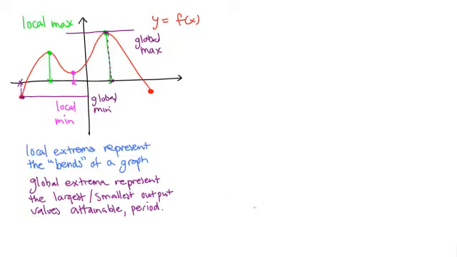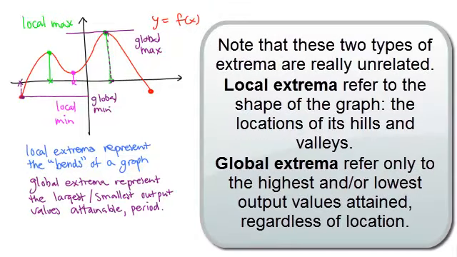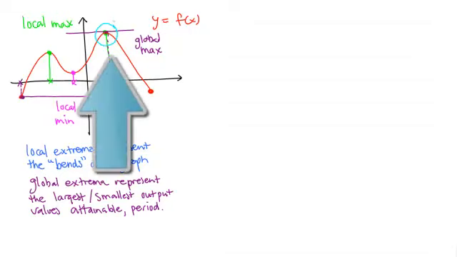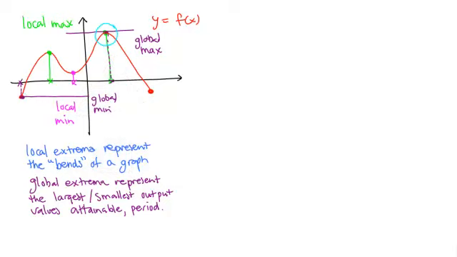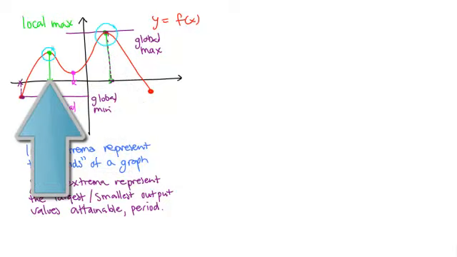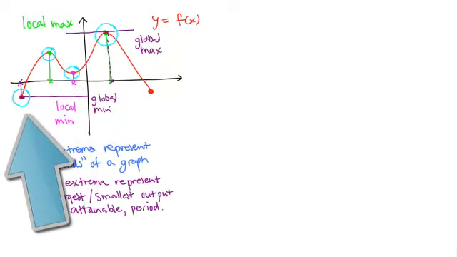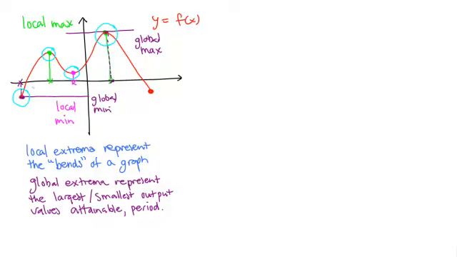Said differently, global extrema represented the largest and or the smallest output values that were attainable, period. They had nothing necessarily to do with the shape of a graph. So in some cases, a global maximum might be the same thing as a local maximum. The graph might bend at that point, and that's the highest point attainable. However, there's no reason that a local maximum has to be a global maximum, or that a local minimum has to be a global minimum. And in fact, a global extremum, like this global minimum down here, doesn't have to be a local extremum. It doesn't have to be a bend on the graph. It might actually physically be an endpoint.